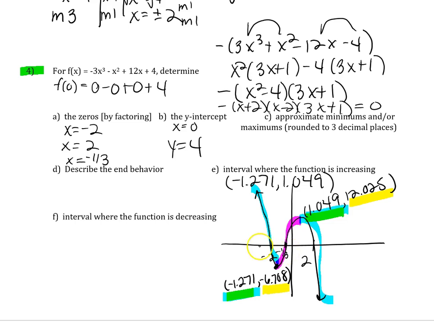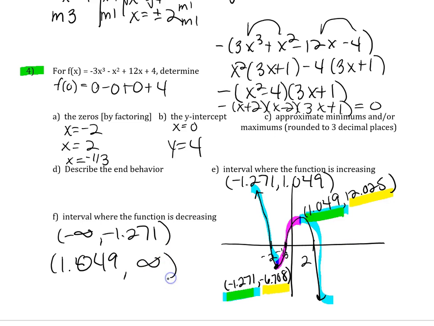So again, I only care about my x's: negative infinity, which would be out here, up until this x value, then 1.049 forever, so towards infinity.